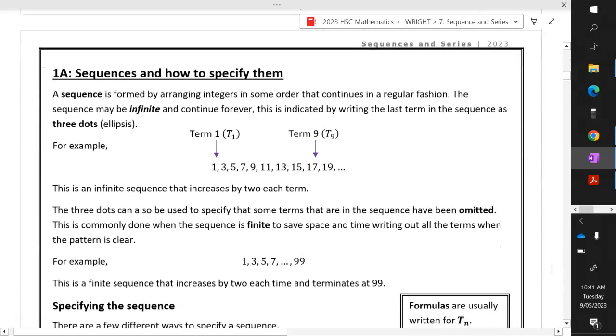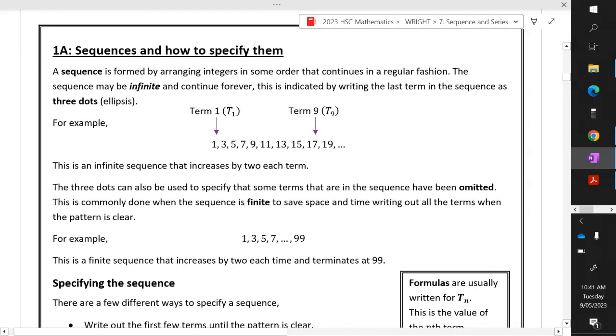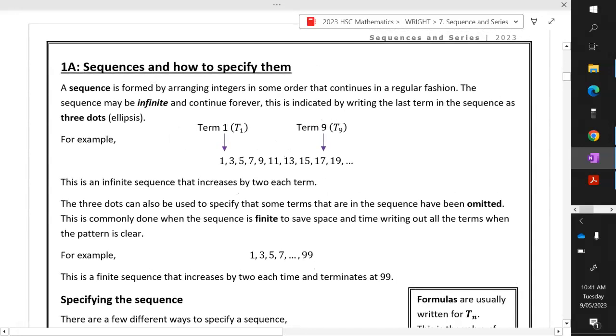And we're going to have a look at today 1A and 1B, because 1A we're going to get through fairly fast. And 1A looks at sequences and how to specify them. This actually relates to Chapter 1 in our Year 12 textbook. So if that helps you understand that it's the first one, it's a fairly easy one.